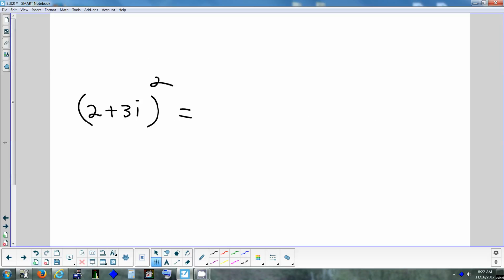What does it mean to raise to a power? If you had to do 2 plus 3i squared, and you had to explain that to someone who doesn't understand exponents, how would you explain that? Multiply it by itself. So take what you have and multiply it by itself.